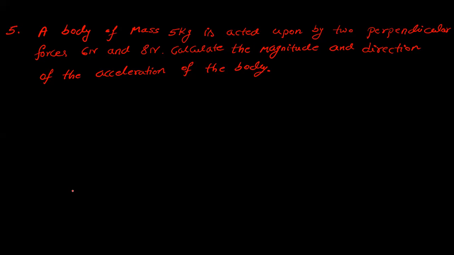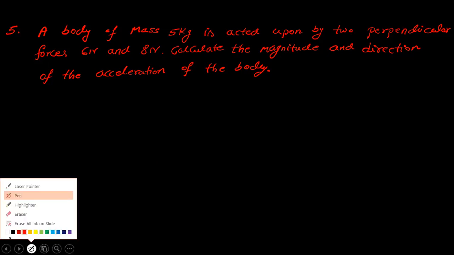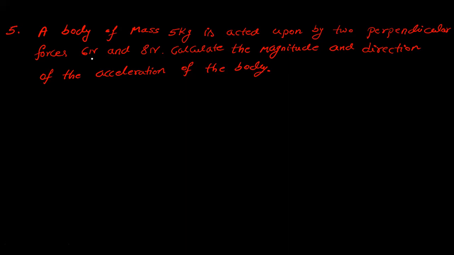The next problem. A body of mass 5 kg is acted upon by two perpendicular forces, 6 Newton and 8 Newton. Mass of the body is 5 kg. It is acted upon by two perpendicular forces. Let this be the mass of 5 kg. One force is acting like this and one force is acting like this, perpendicularly.